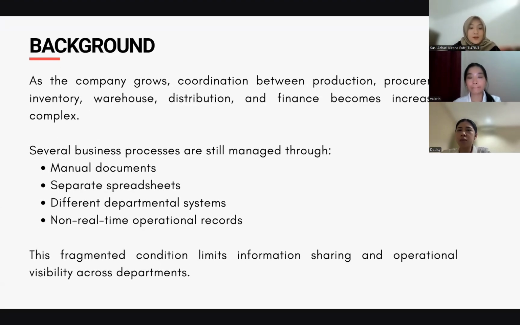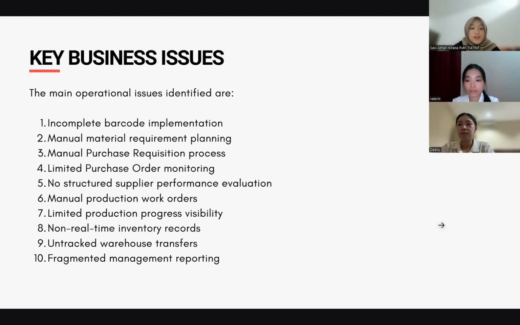Next is the background. The company is continuing to grow, requiring coordination between departments such as production, procurement, inventory, warehouse, distribution, and finance. Currently, many business processes are still handled manually using paper documents, separate spreadsheets, and different systems across departments. These are the key business issues we analyzed. Several were identified in the company's current operation. First, barcode implementation. Second, material requirement. Purchase requisition. And the company also does not yet have a structured supplier performance evaluation system.